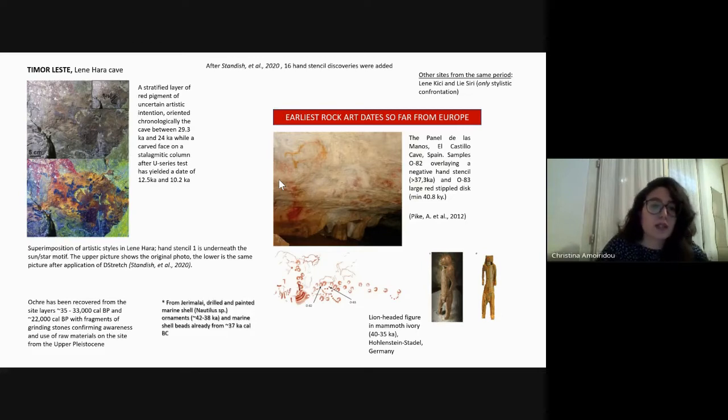In this picture, you can see the upper part is a photo from the cave, and the photo right under it, below, is a photo after the application of DStretch. Now, it regards a superimposition of artistic styles in the cave. Hand stencil, called hand stencil number 1 in the publication, is underneath the sun or star motif. We can't say what exactly it is. You can see it better in the DStretch image. You can see the rays, the reddish rays.